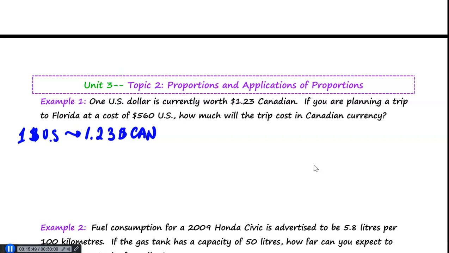And then the next question asks, if you are planning a trip to Florida at a cost of $560 US, then what I would like you to do is think of forming a proportion with these US dollars. That means I'm going to list the $560 US underneath this one. So, $560 US.